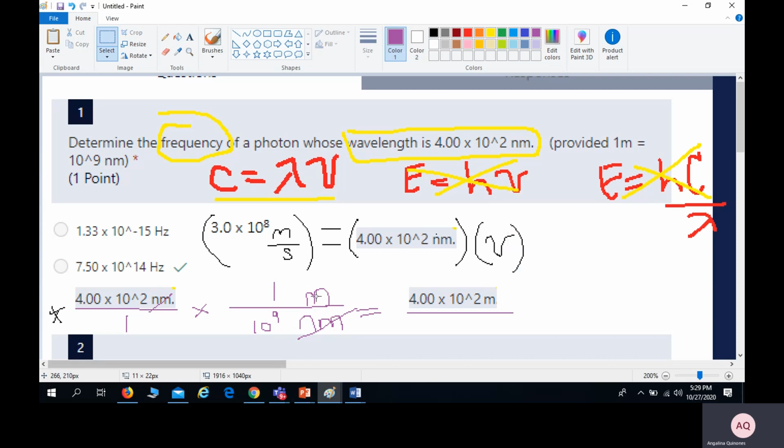Okay, see, meters. In the denominator, 1 times 10 to the 9th. So it's just 10 to the 9th. You're then going to put this into the calculator. When you put this in the calculator, please make sure you use parentheses. So there's two ways you can do this.